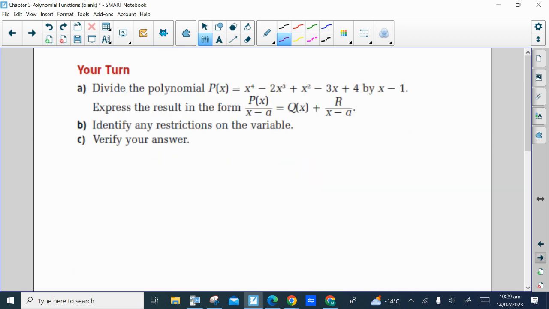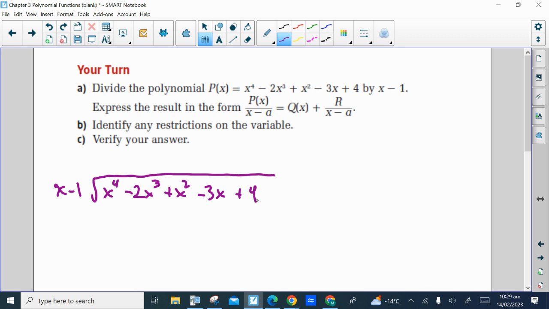So in this next example, we're dividing a fourth degree polynomial by x minus 1. We're going to divide x minus 1 into this polynomial. So there's an x to the fourth, there's an x cubed, there's an x squared, there's an x term, and a constant. Nothing's missing. It's in the right order.